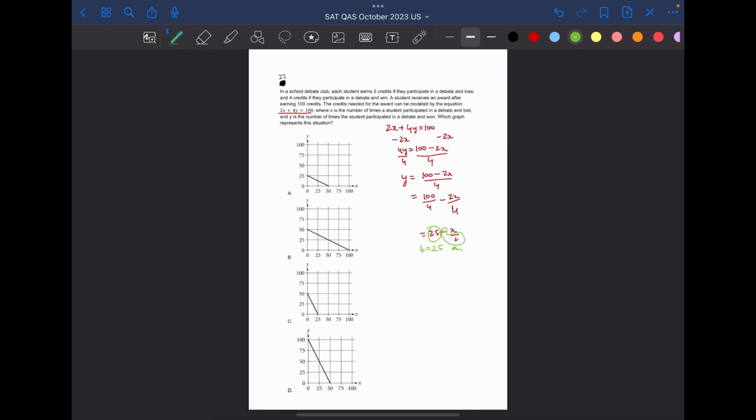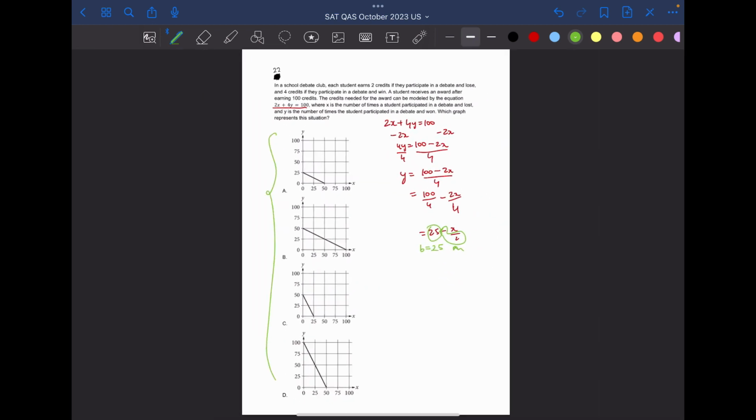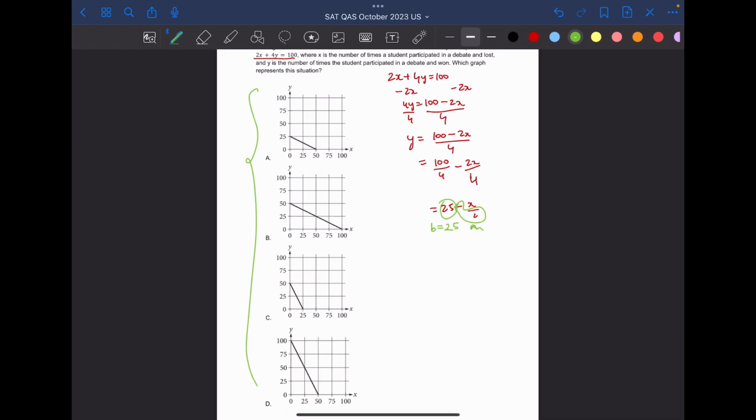In other words, out of all these graphs, which of these make the most sense, and which of them have either a y-intercept of 25 or a slope of negative 1/2? Okay, so the easiest is probably the y-intercept to look at first. So here we have a y-intercept of 25, so this makes sense so far.